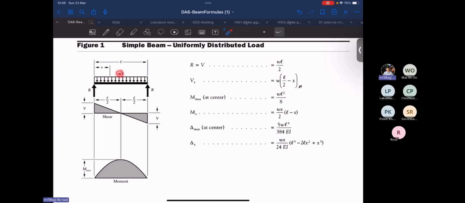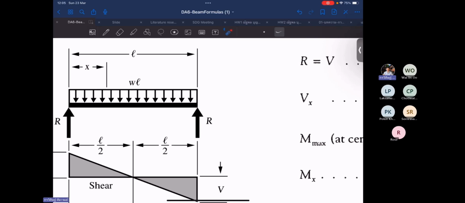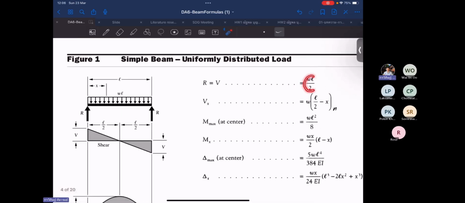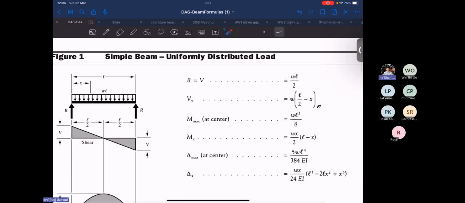W is the unit load, the constant distributed load, and L is the beam span. Then you can determine the support reaction as just WL divided by 2. This is a formula, but you already learned how to calculate this using the equilibrium of rigid body. Again, for shear force, you can use this formula, already written here. It becomes 0 at the middle. At the far end it is equal to V, and this V also equals WL divided by 2.